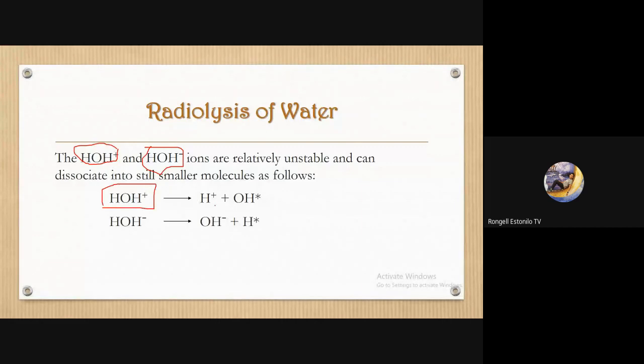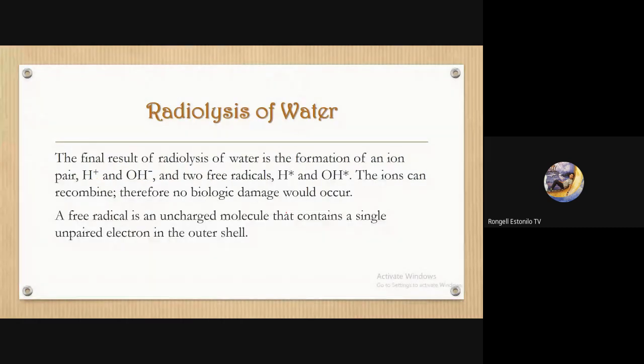Okay, 1, 2. So H2O, okay? And another, the HOH negative, 1, 2. The hydrogen is 1 and 2. So we have here asterisk signs that can be produced. Aside from the ions, we have these asterisk signs. So the final result of radiolysis of water is the formation of an ion, the H positive and OH negative, and those we mentioned earlier with the asterisk, which are free radicals.